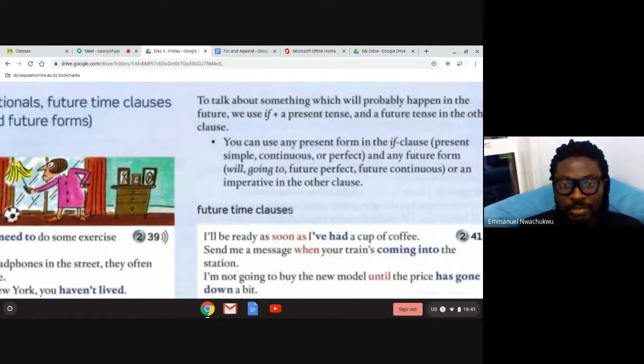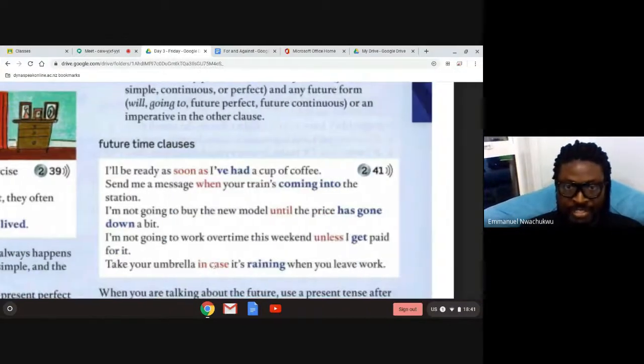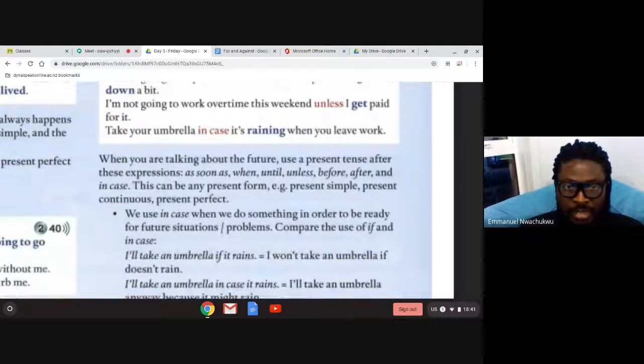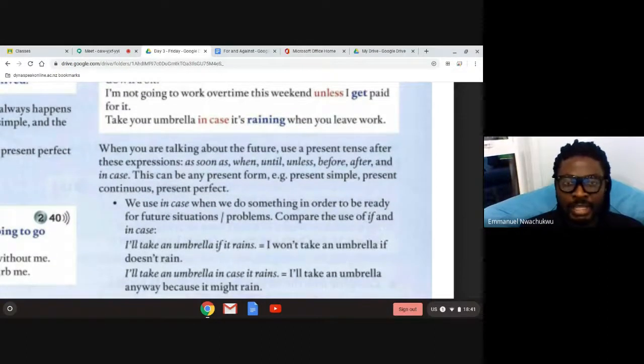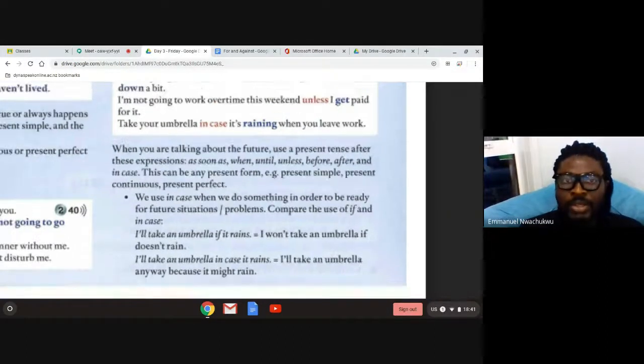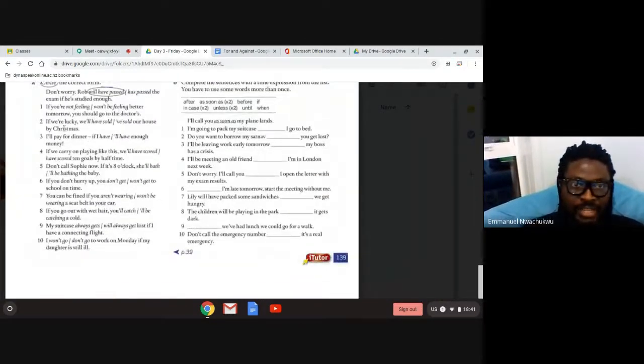For the future time clauses, there are more example sentences: 1, 2, 3, 4, and 5. So 5 sentences there. And below that box is the explanation that you need to understand those examples. When you've looked at all those, then you're ready to do your exercises.